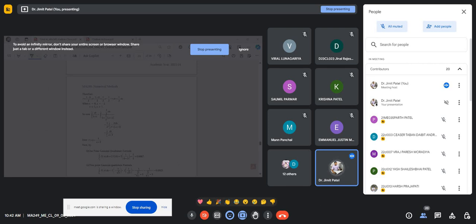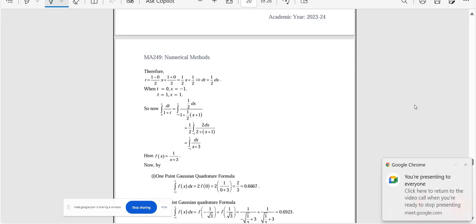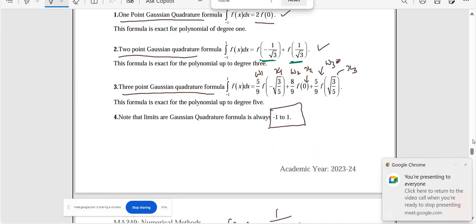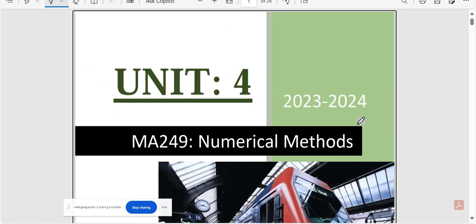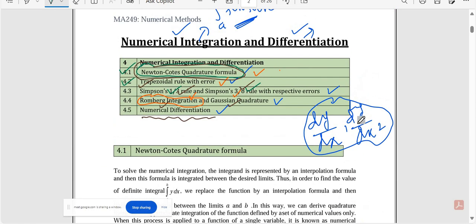Now, the last method of this unit. It is very easy for you, and that is numerical differentiation. So these 1 to 4 are for the integration.